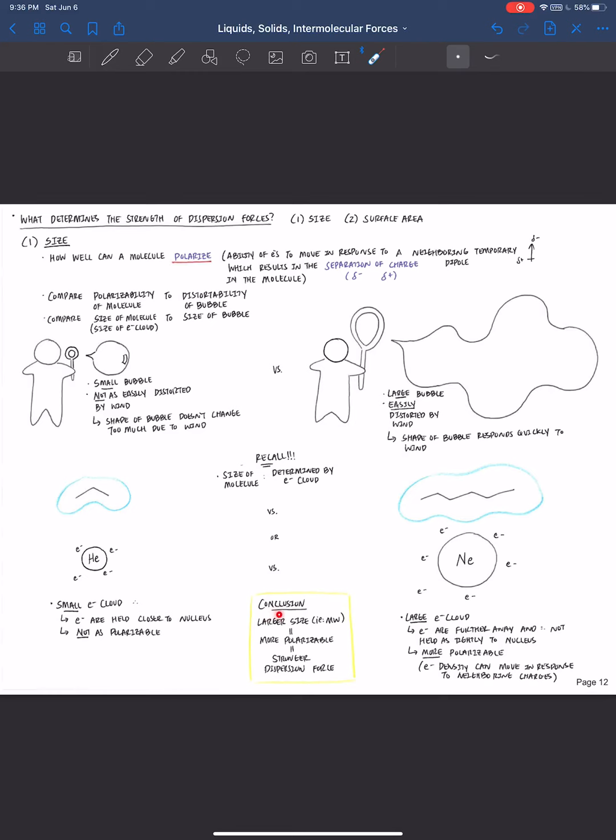So the conclusion we can draw here when we're talking about size in reference to dispersion forces is that the larger the size, for example the molecular weight, the more polarizable that molecule or atom can be, and therefore it will experience stronger dispersion forces when it interacts with other molecules or other atoms.